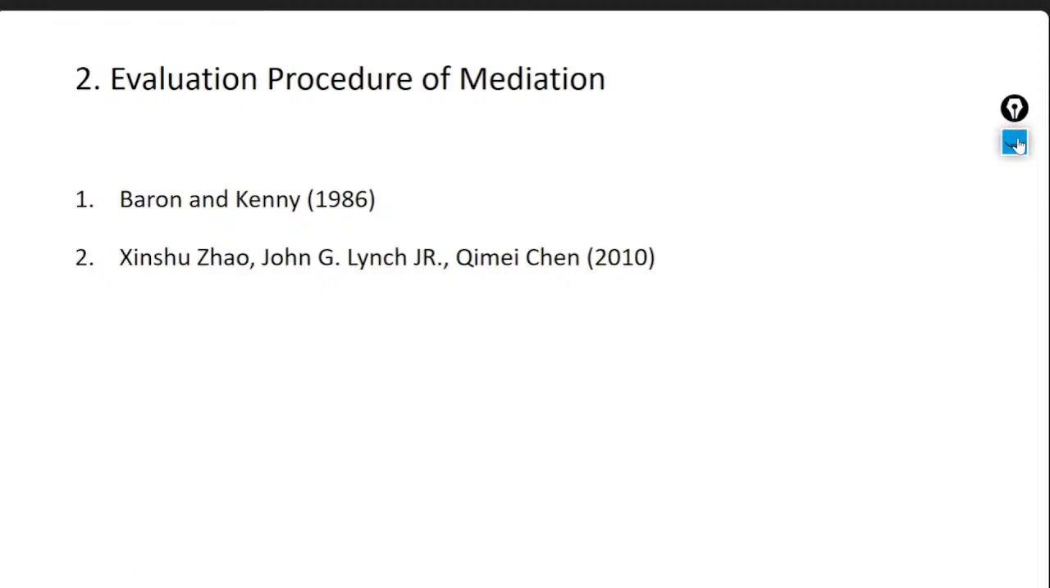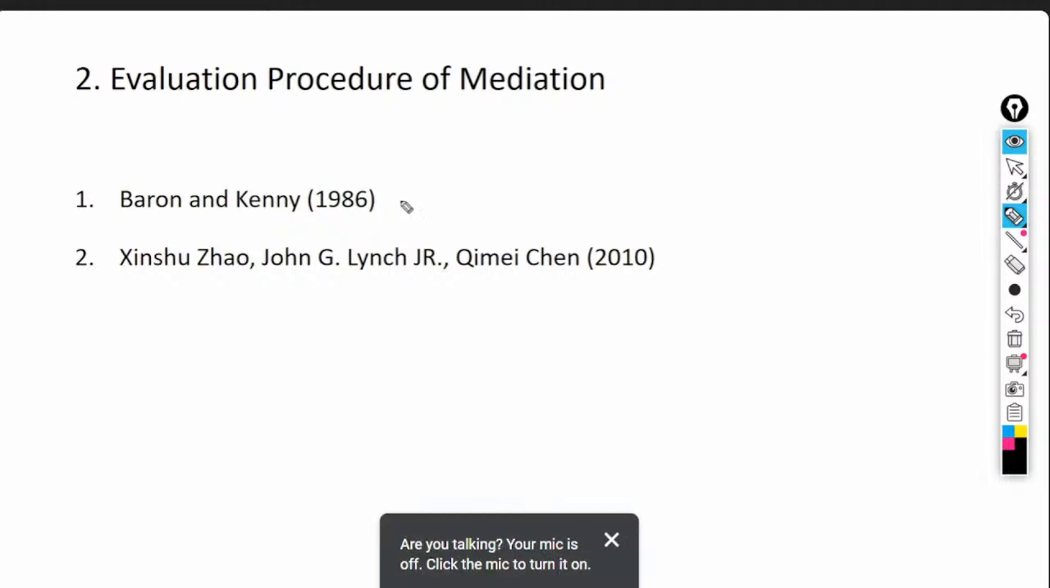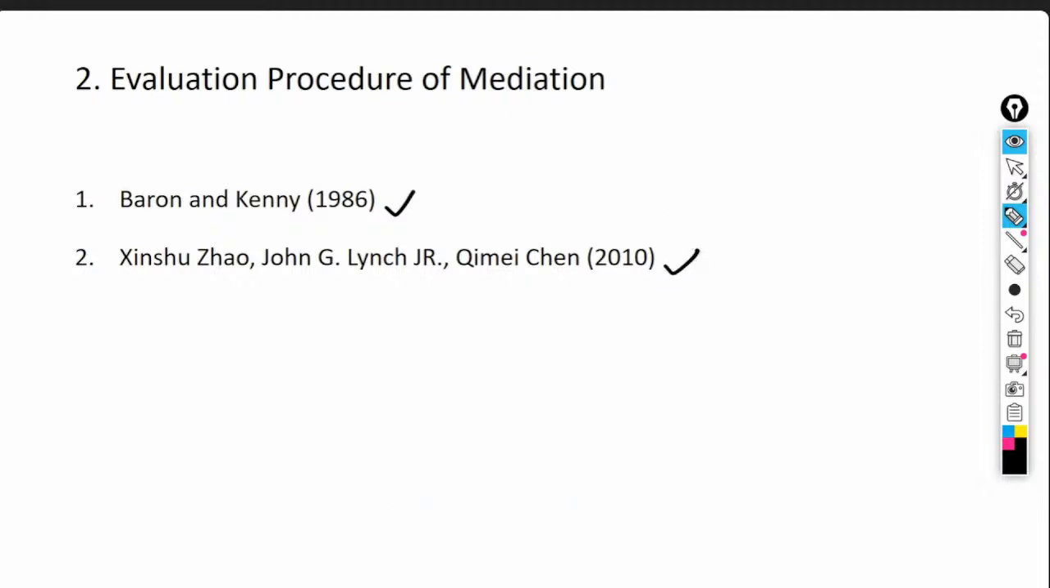Now the next is the evaluation procedure. So there are two approaches. One is we can estimate mediation through the Baron and Kenny approach, and the second is the Zhao et al. approach. So I have divided mediation into two lectures. First of all, I will perform mediation through the Baron and Kenny approach, and after that I will estimate mediation through Zhao et al. So there is a small difference between the Zhao and Baron and Kenny approaches.